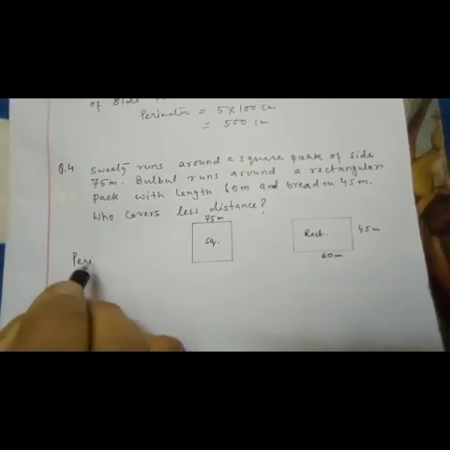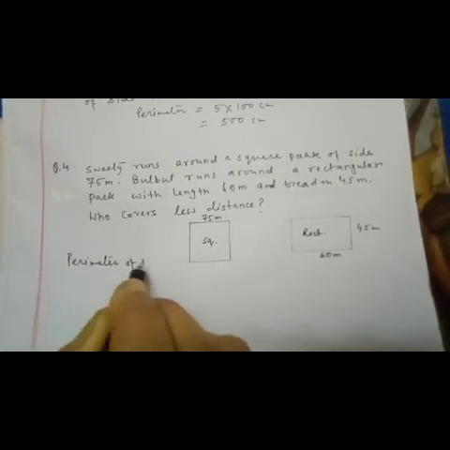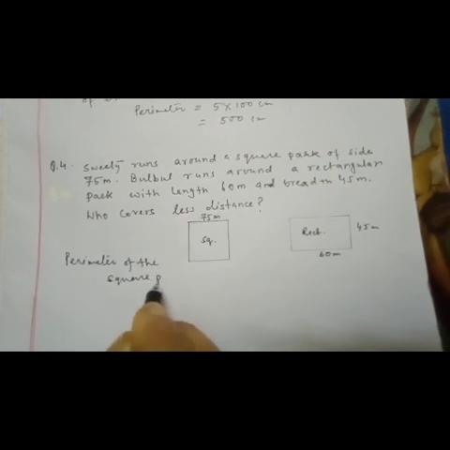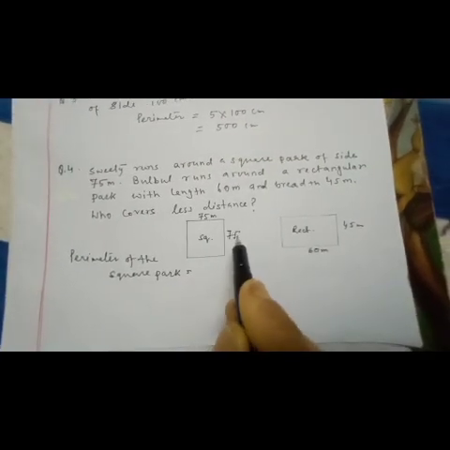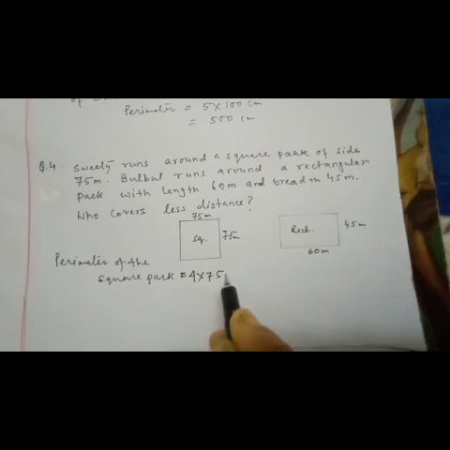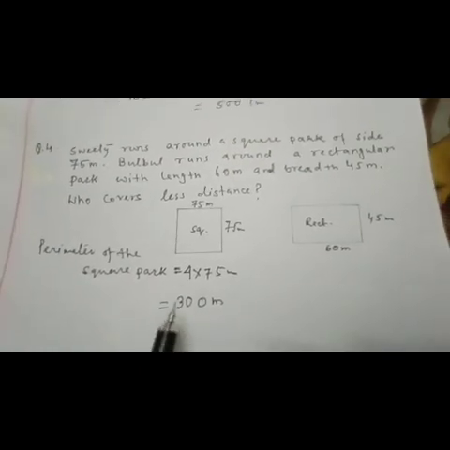So perimeter of the square park, each side 75 meter. So 4-sided figure, regular shape, 4 into 75 meter. 4 into 75 meter is equal to 300 meter.